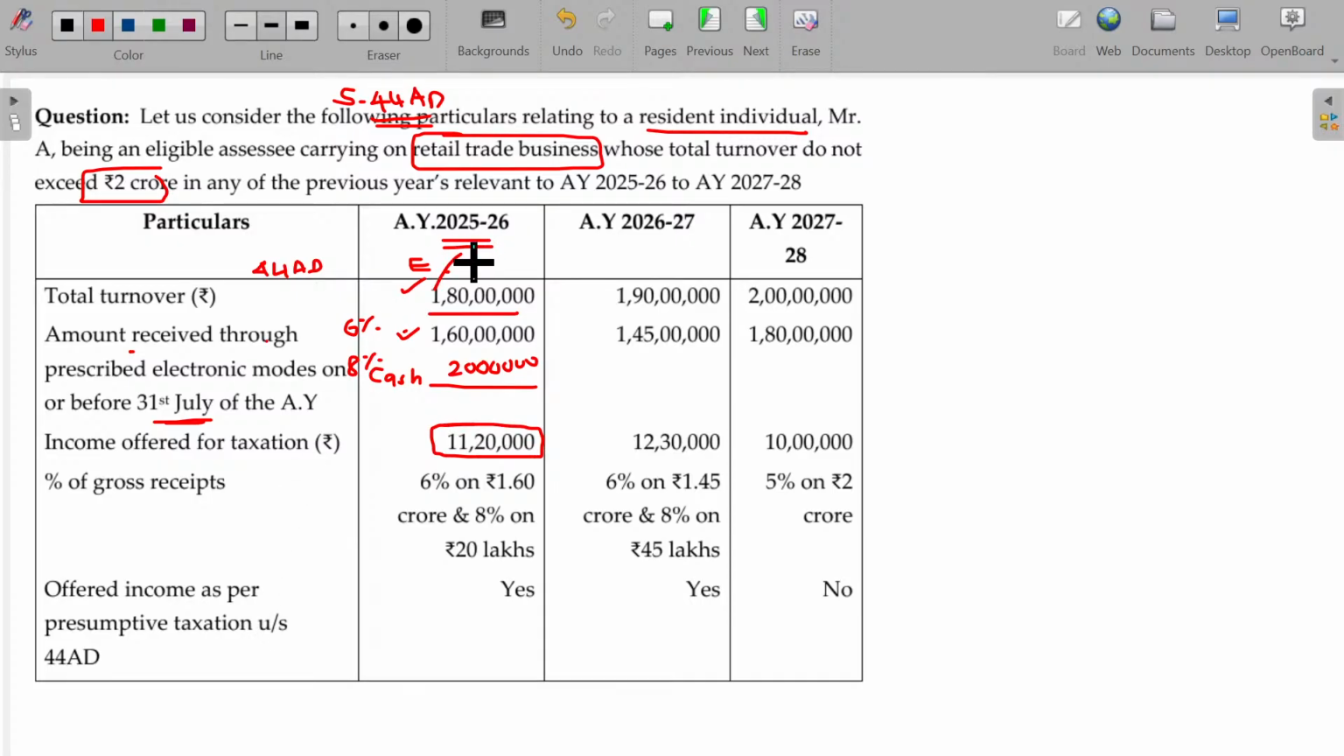So what happens? Eligible. He has opted for 44AD and offered income as per the presumptive taxation. No problem. So in the assessment year 25-26, his gross total income is less than 2 crores. Less than 2 crores means he is eligible for section 44AD. If he is eligible for 44AD, next, whether he has opted or not. Opted means he has to pay the tax based on the income calculated presumptively. 6% on account collection, 8% on cash collection will be his presumptive income. For that he has to pay the tax.